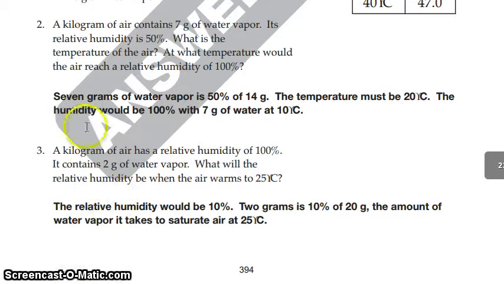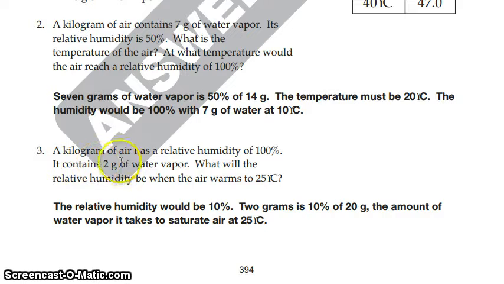And for the third problem here, with this one you have to make sure you read the problem and understand what the problem is asking. They give you some extra information in the beginning. They tell you that a kilogram of air has a relative humidity of 100%. And it turns out that we don't need that information for this problem. Okay, so we have to really make sure that we understand what the question is asking.